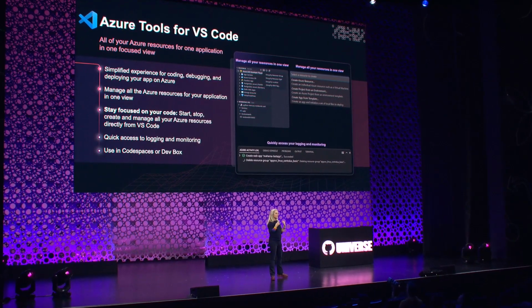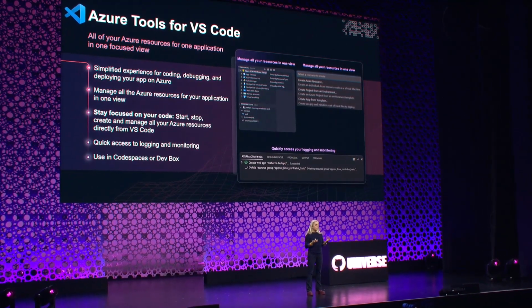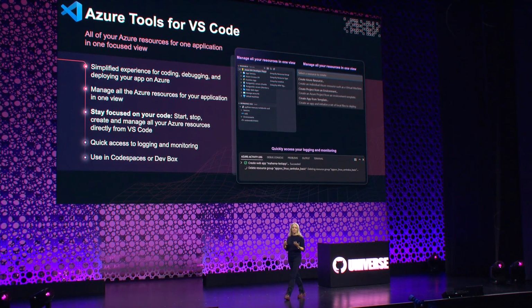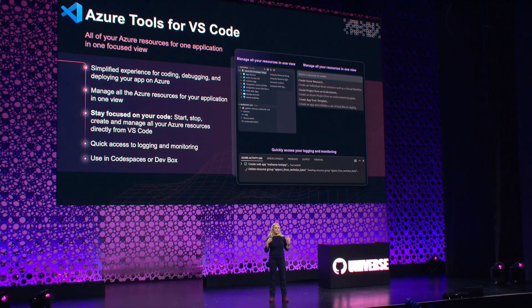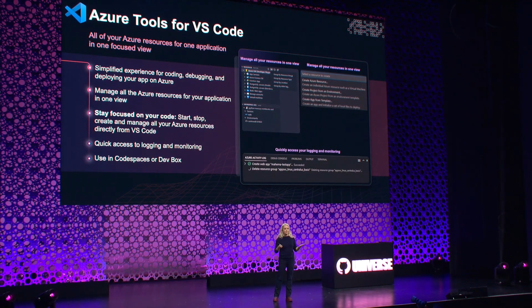Another way that we help you stay focused on your code while connecting to the cloud is through our Azure tools for VS Code. These give you a single view right in your editor to connect with all of your cloud resources and a simplified coding and debugging experience so you can check the status of a resource or change a setting without having to leave your editor. We're going to take a quick look at these and some of the logging and monitoring features as well in VS Code.